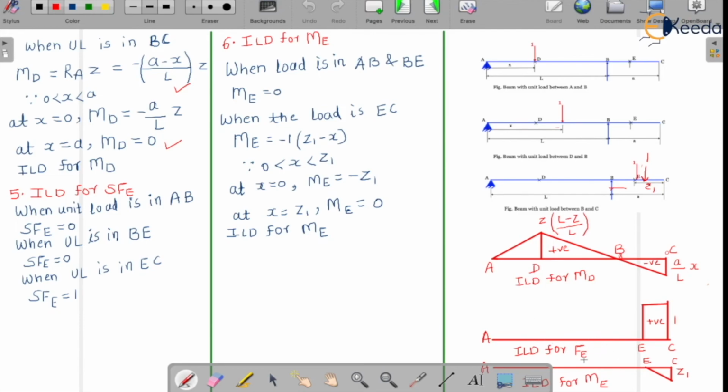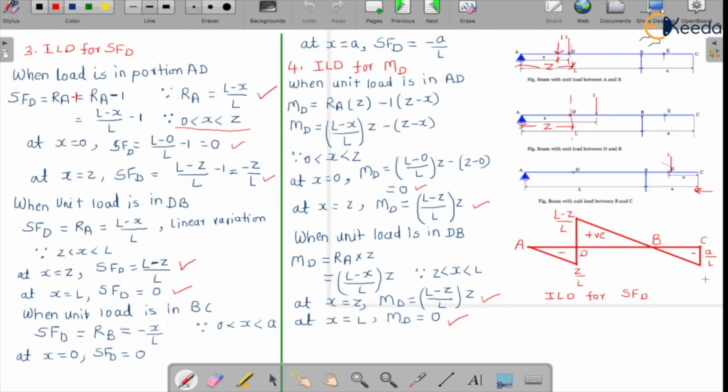Then the ILD for shear force at E. Here the shear force is only in the portion EC, where it is 1 and constant, so we have drawn that. In the rest of the part the ILD is 0. Similarly for moment, we get Z1 at this point, and in the rest of the portion it is 0. And for the shear force at D, we have already discussed and plotted all the values, so we get the shear force ILD in this way for this particular case.